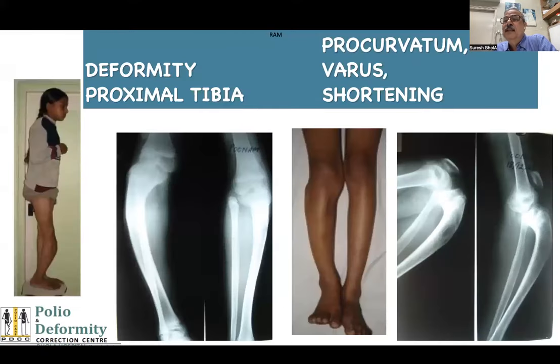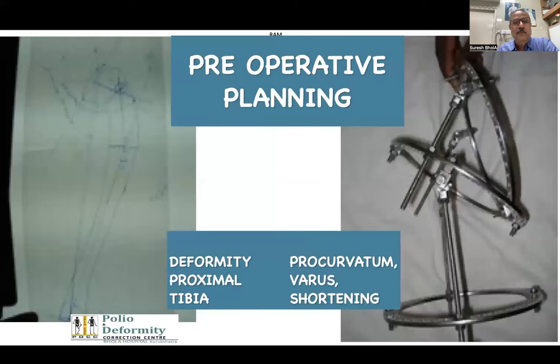Dear friends, if there are multiple deformities in multiple planes in the same bone, like in this case, you have procurvatum, varus, shortening, proximal tibia, and again, preoperative planning. This case was done many years ago, more than 16, 17 years back, when we used to treat these things with the hinges.